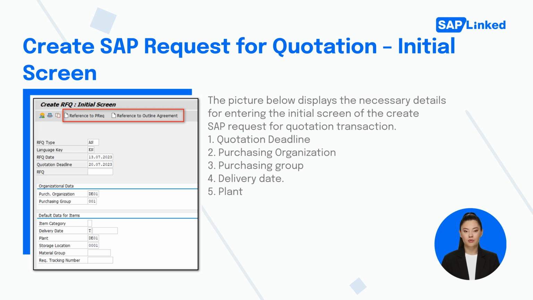The picture below displays the necessary details for entering the initial screen of the Create SAP Request for Quotation transaction: quotation deadline, purchasing organization, purchasing group, delivery date, plant. The quotation deadline refers to the date by which a vendor is required to submit a quotation.